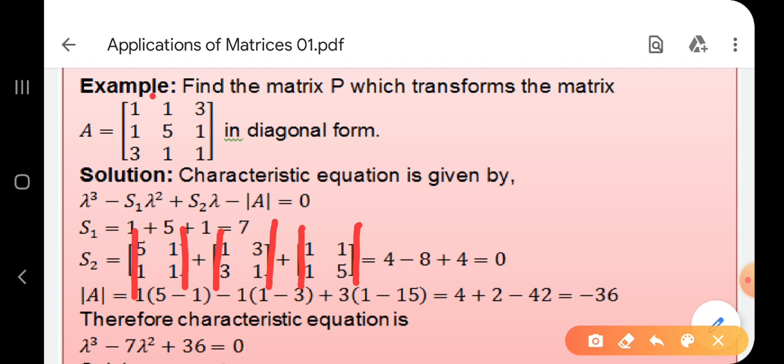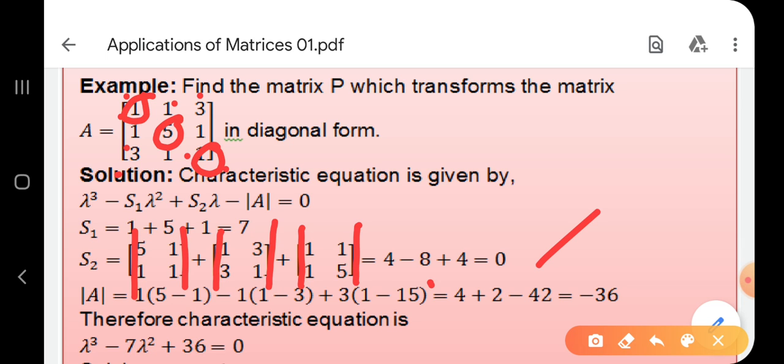So for the first diagonal element I get 5 1 1 1, for the second I get 1 3 3 1, and for the third I get 1 1 1 5. Because I need the minors of the diagonal elements. Now do the calculation: 5 minus 1 is 4, 1 minus 9 is minus 8, and 5 minus 1 is 4, so I get 0.